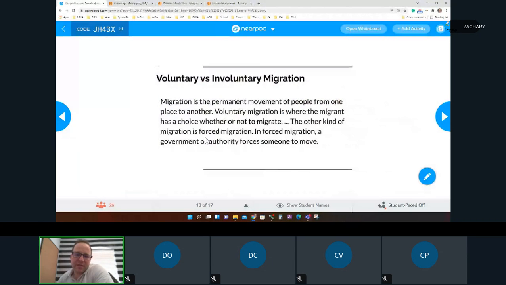Okay, so there is something called voluntary versus involuntary migration. Migration is a permanent movement of people from one place to another. Voluntary migration is where a migrant has a choice whether to migrate or not. There are other kinds of migration. There's forced migration. In a forced migration, a government or authority moves someone beyond their will.